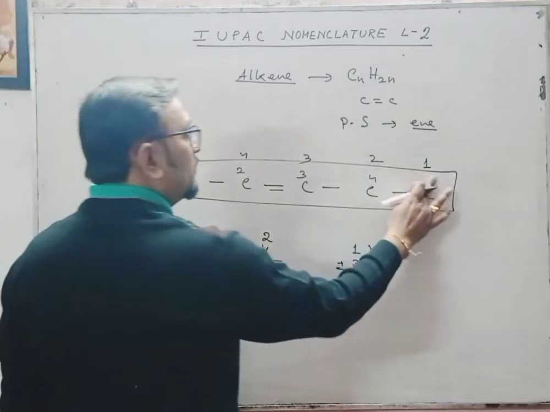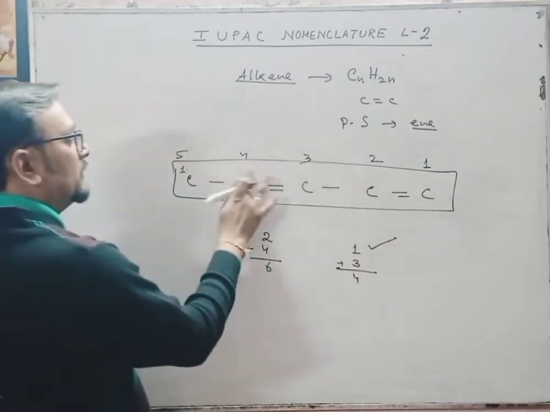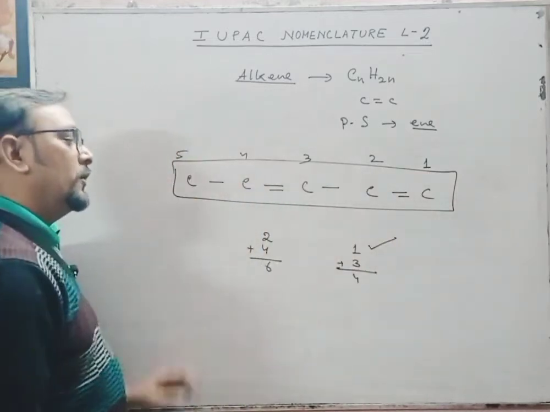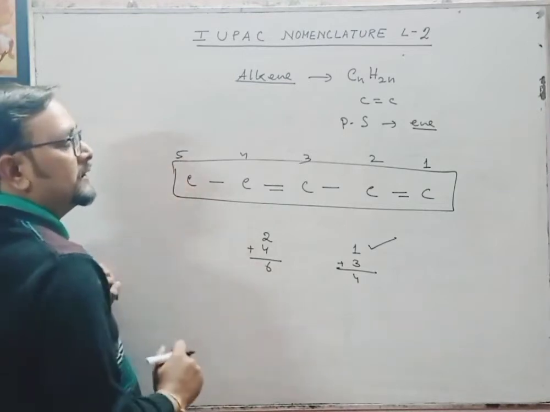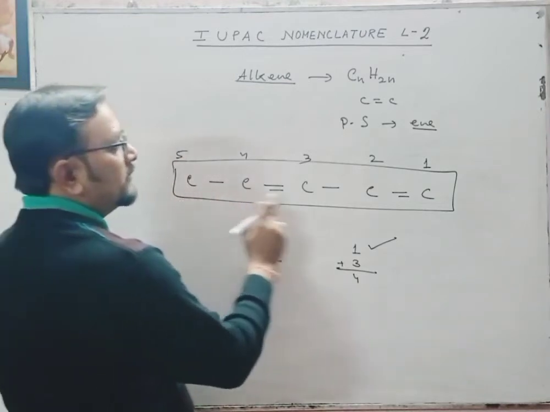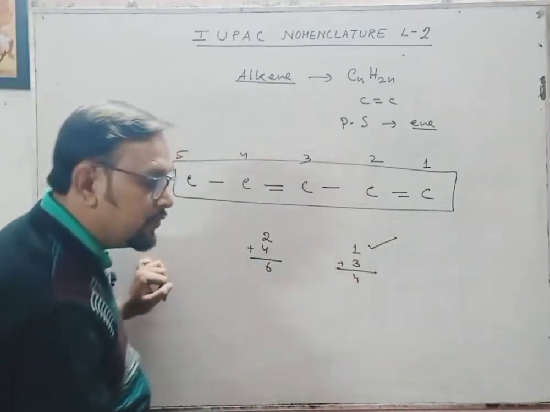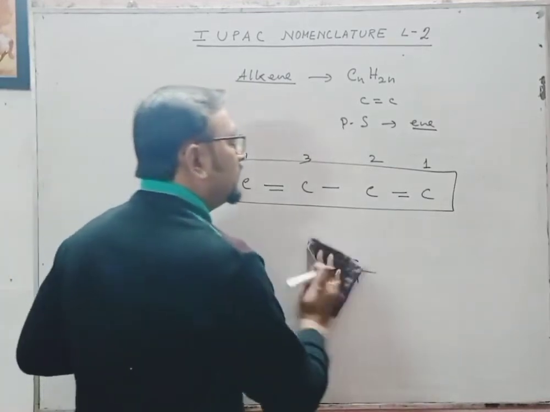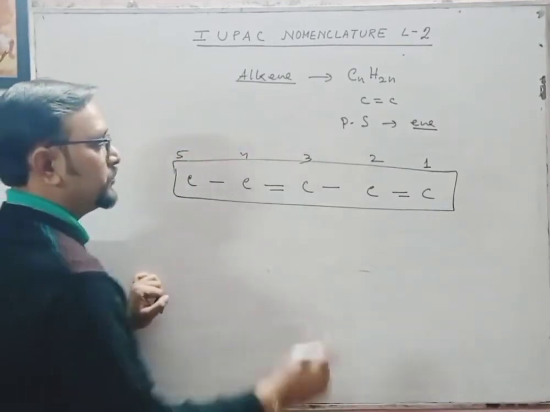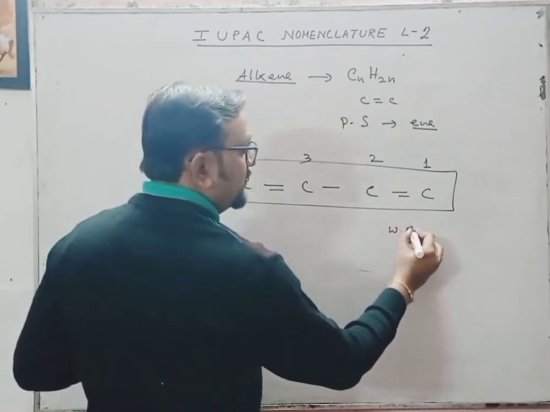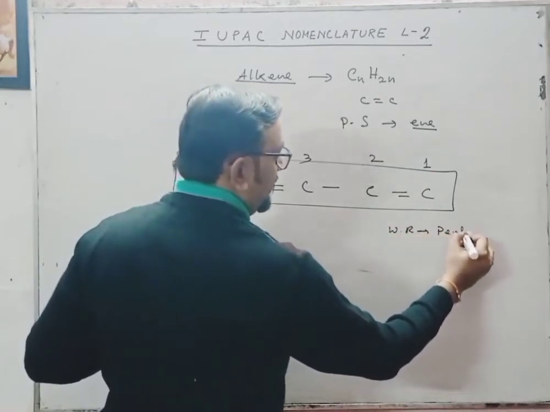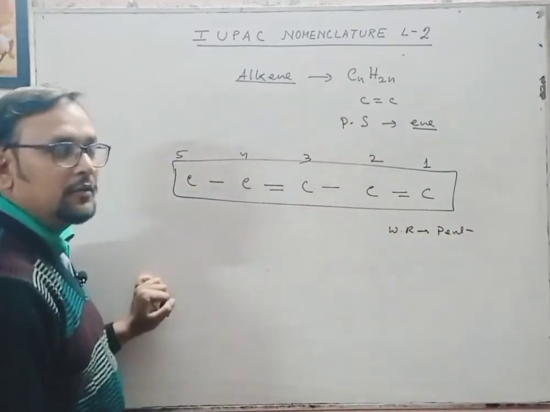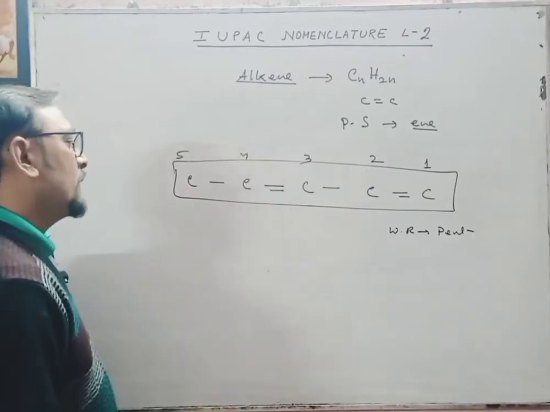Understood? So which will be the correct numbering? Yes, this will be the correct numbering. So numbering is done. Now what is the word root here? Pent. In the longest chain we have 5 carbons, so the word root will be pent, P-E-N-T. Understood?